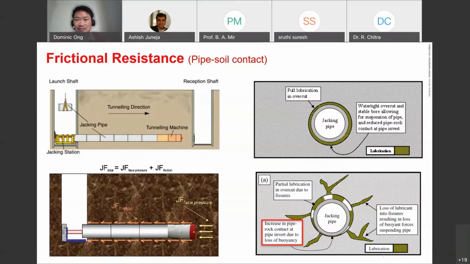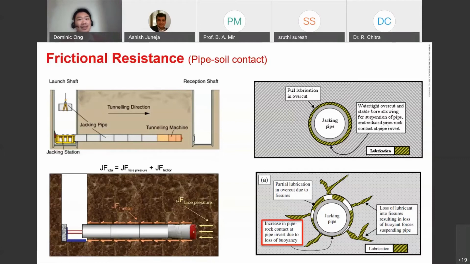So this is, of course, the top right is the most ideal situation, and the bottom right is where you have lubrication escaping through the fissures. Nowadays, you have lubricant that would actually gel, that will solidify after a certain time. It will become a bit of a gel-like material, and then it will plug all the fissures. But then again, this material is very expensive.